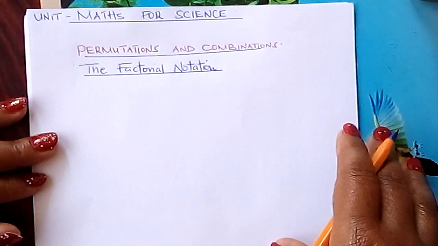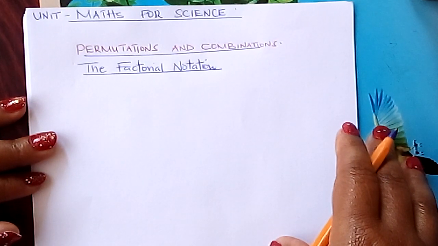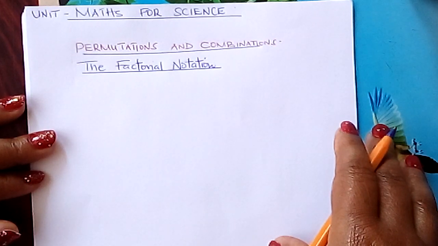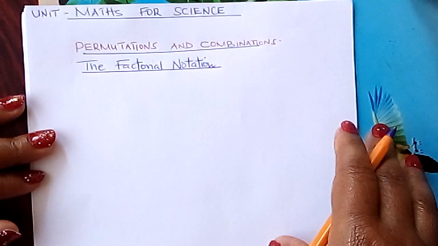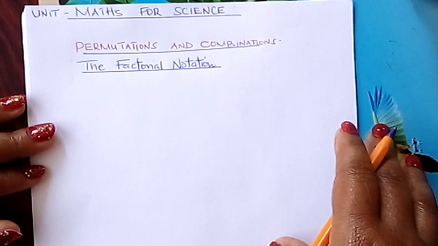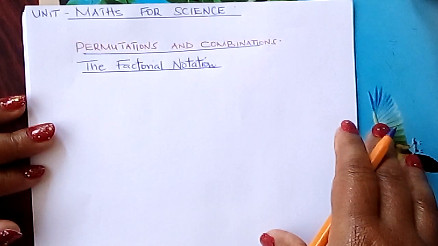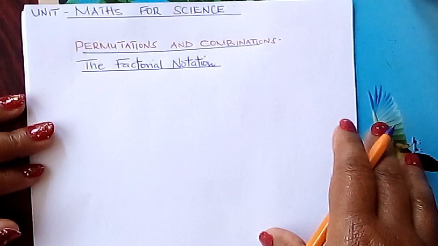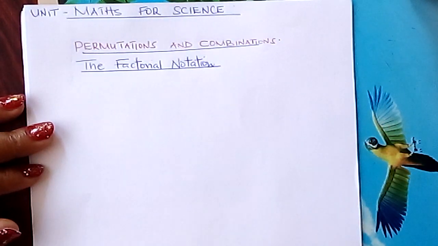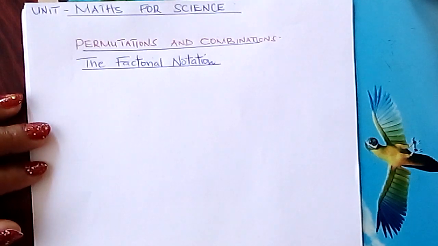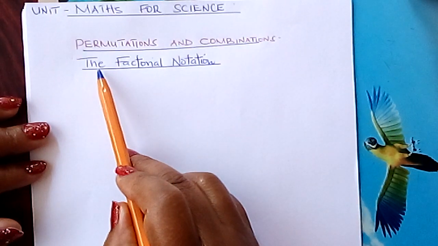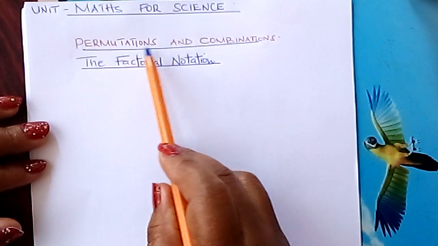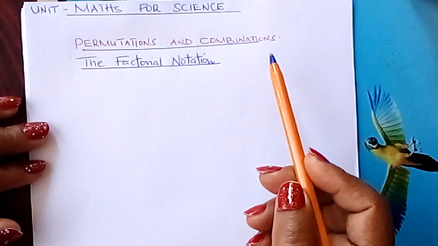But today I want to take a break and teach on university mathematics, a unit called Mathematics for Science. I'm going to look at a topic called permutations and combinations. And I'm going to start with a subtopic called the factorial notation, for us to be able to understand what permutations and combinations are.